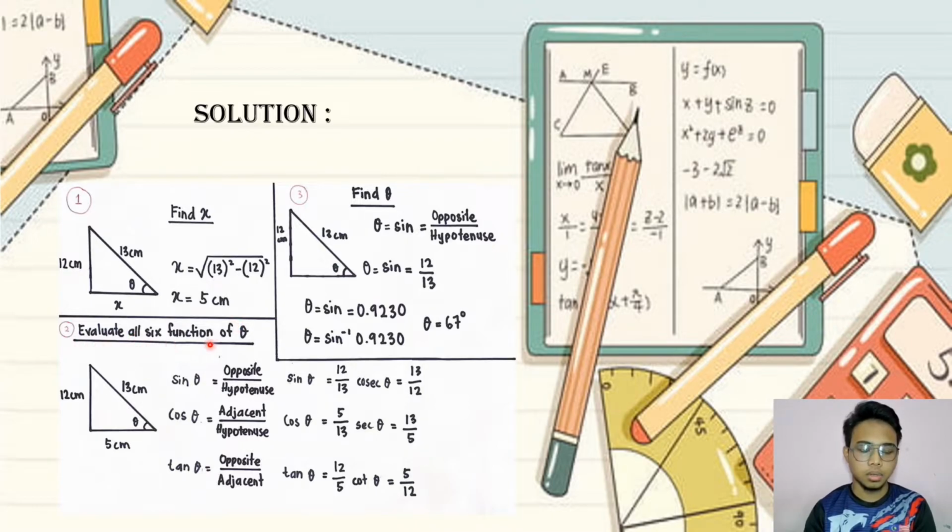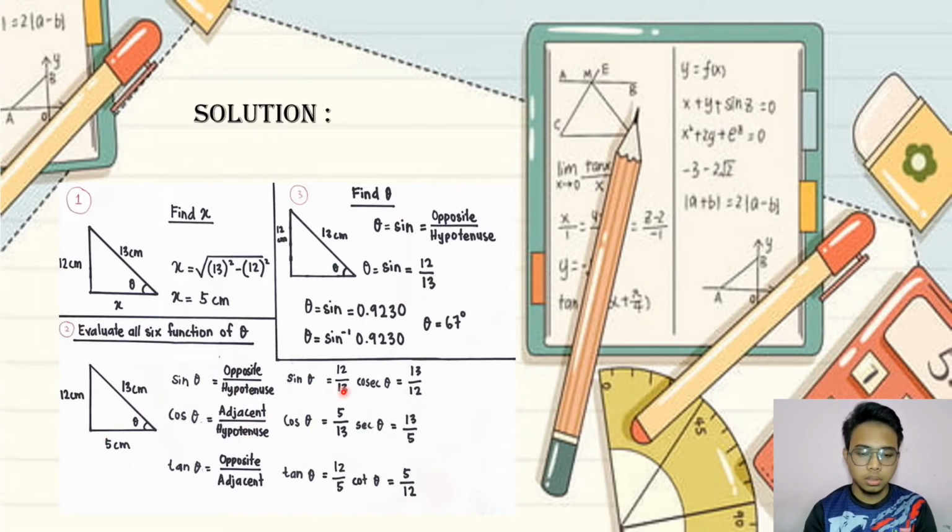Next, evaluate the functions of theta. The functions of theta are sin theta, cos theta, tan theta, cosec theta, sec theta, cot theta. This is the formula of theta. First, sin theta is the opposite over hypotenuse. Opposite here and hypotenuse here. Cos theta is the adjacent over hypotenuse. Adjacent here and hypotenuse here. Tan theta is opposite over adjacent. Opposite here and adjacent here. So I replace with these values.